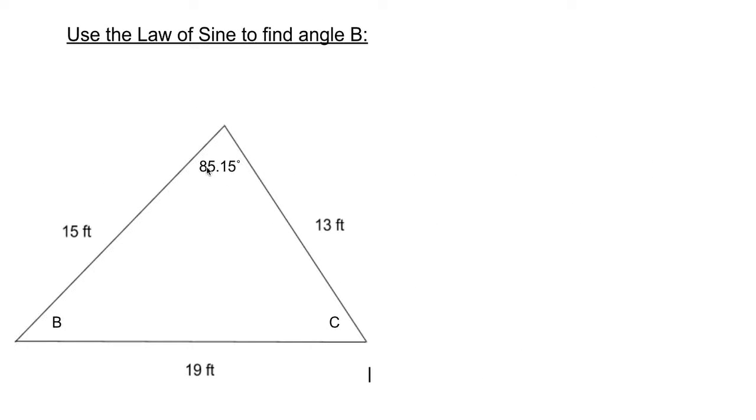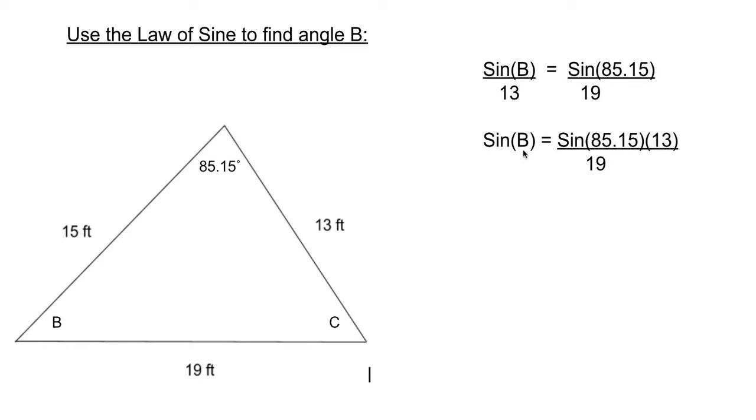After we've solved that angle A equals 85.15, we're going to use the law of sines to find angle B. The law of sines is going to be sine of angle B over side b equals the sine of angle A over side a. Now we're going to multiply each side by 13, and that's going to give us the sine of angle B equals the sine of angle A times 13, all divided by 19.